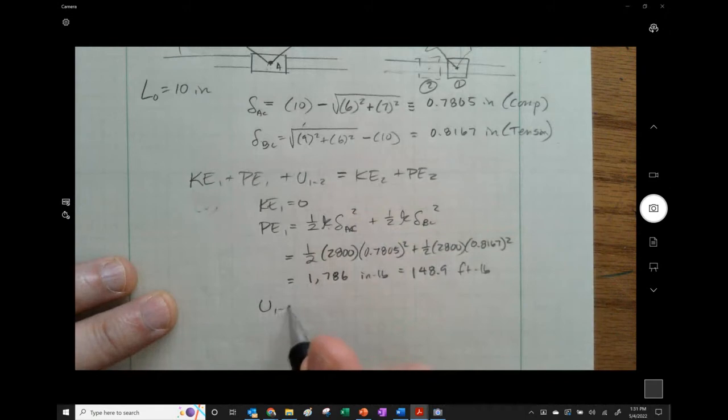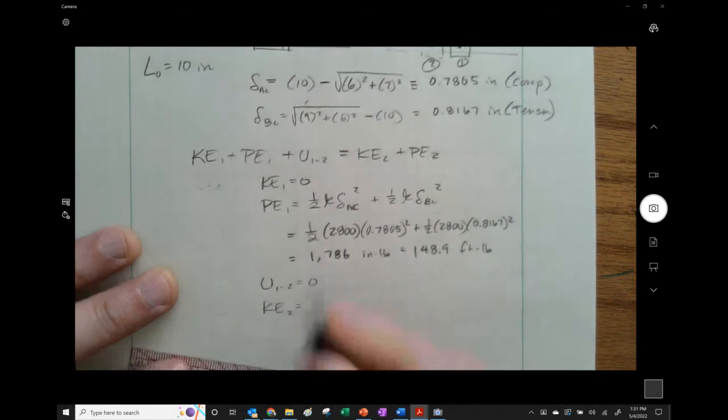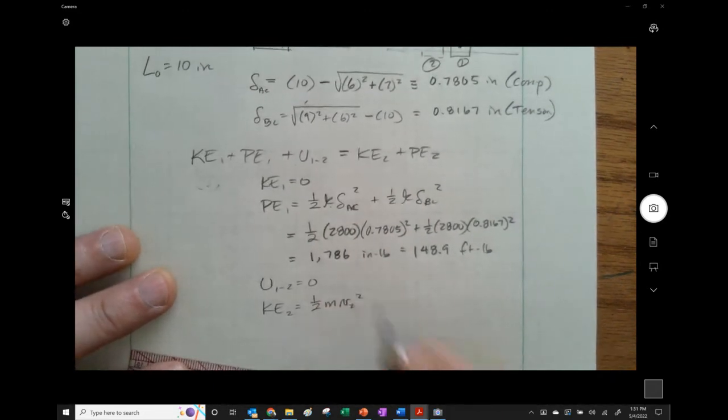Work between 1 and 2 is 0. KE2 is just going to be 1/2 m v2 squared.